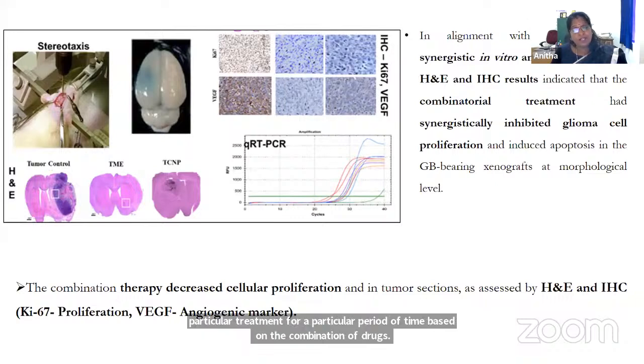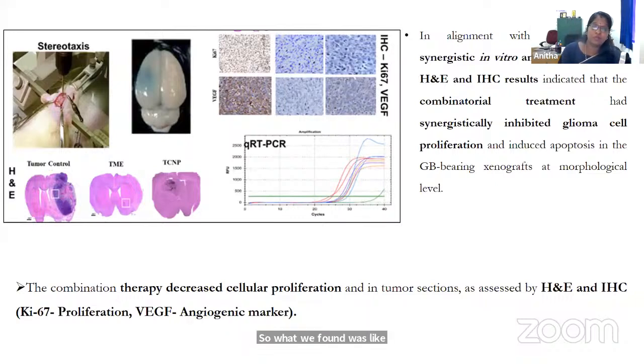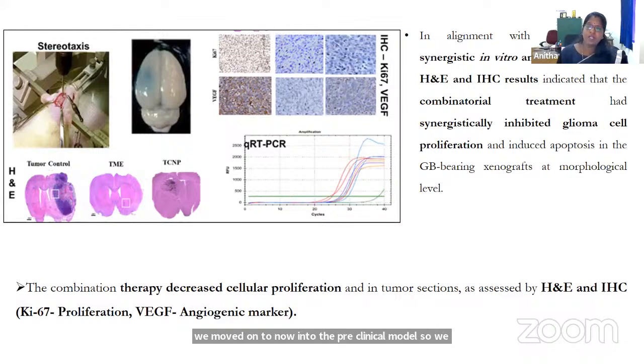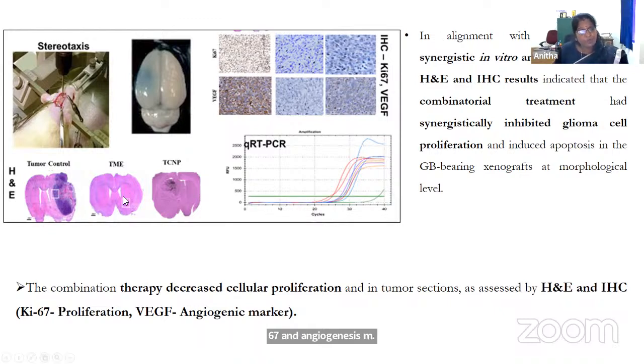From the in vitro analysis, we moved on to the preclinical model. We took the rat brain tissues and performed histopathological analysis and immunohistochemistry analysis for the proliferation marker Ki67 and the angiogenesis marker VEGF. We found that the combinatorial treatment synergistically inhibited glioma cell growth and proliferation, and induced apoptosis in the GB-bearing xenografts at the morphological level. This is the IHC analysis we performed for Ki67 and VEGF. Thus, we conclude that the combination therapy decreased cellular proliferation and angiogenesis in the tumor sections.